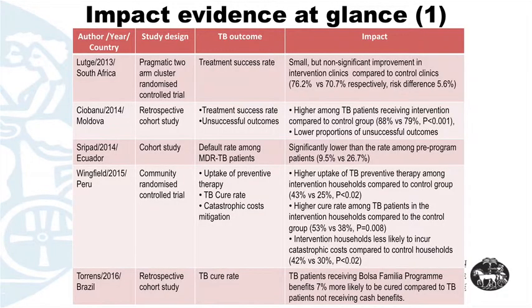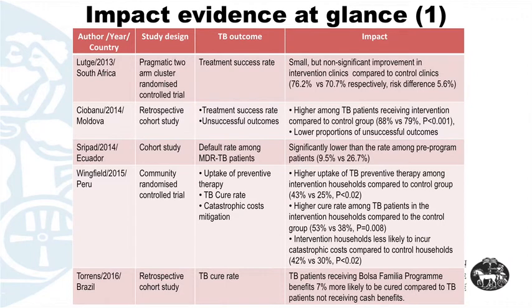As you can see, the oldest paper dates back to 2013, so it's a very young field of work. There is an over-representation of Latin America, with Ecuador, Peru, and Brazil, with the exception of two studies in South Africa and Peru that use a randomized control trial. The other studies are just observational studies. The TB outcomes investigated are mainly TB treatment success, the default among MDR-TB patients in Ecuador, and in the case of Peru, the uptake of preventive therapy, TB cure rate again, and catastrophic cost mitigation.